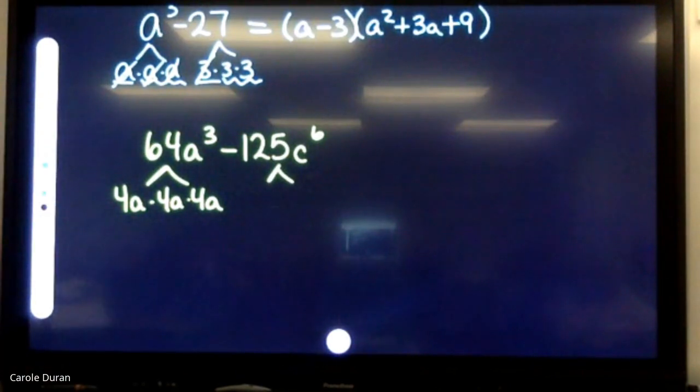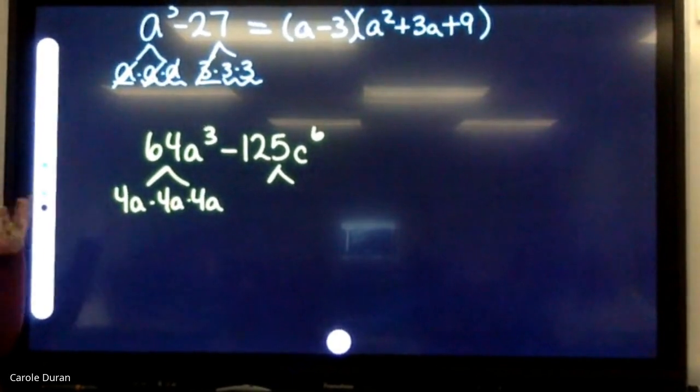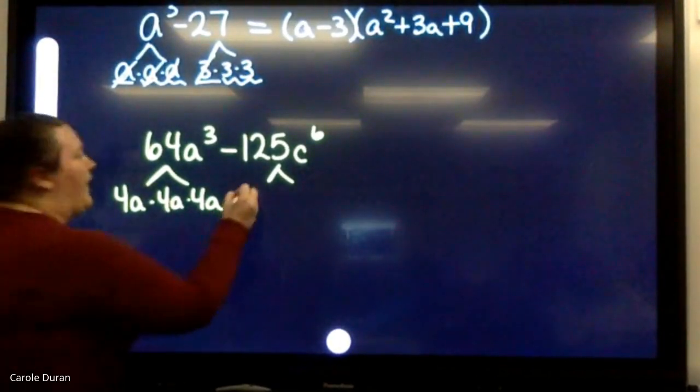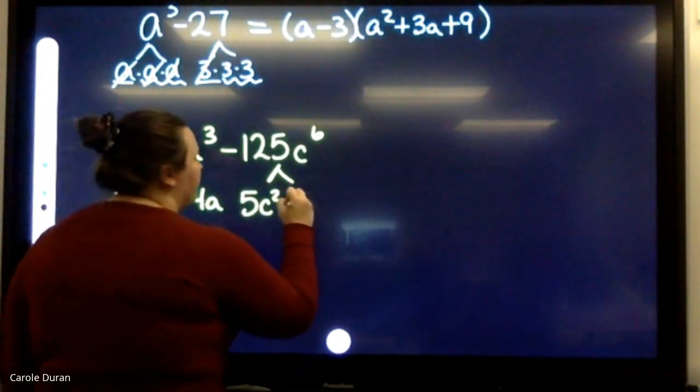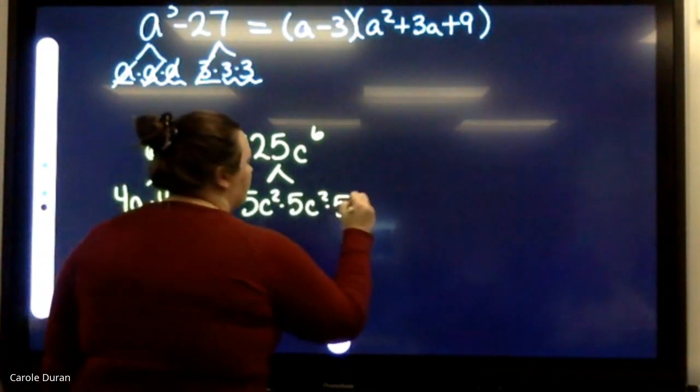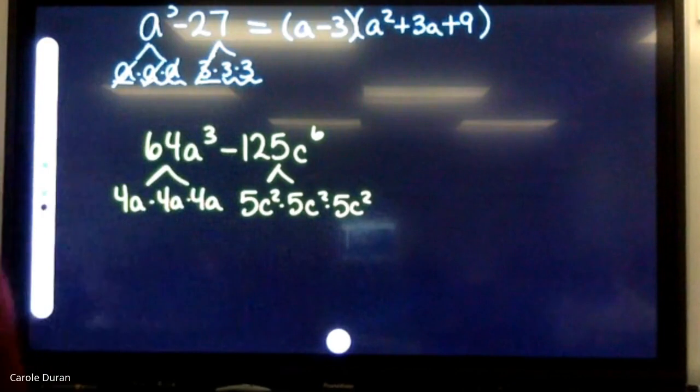Then I go ahead and move on to my second term. I have 125c to the 6th. The 125 part is fairly easy, correct? Because we know 5 times 5 times 5. So I need to think about c to the 6th and how I can evenly break that up into 3 factors. C squared each time. So 5c squared is the root of 125c to the 6th.